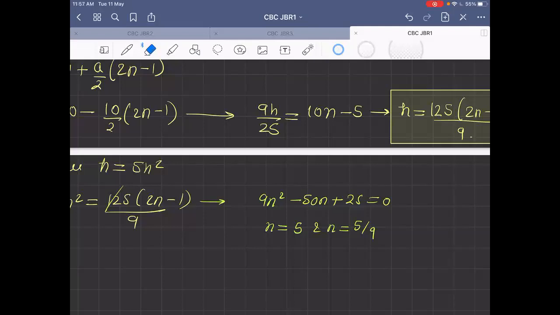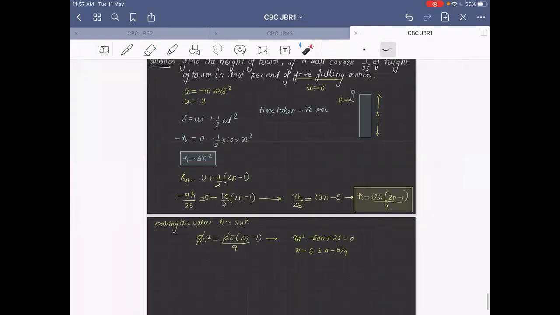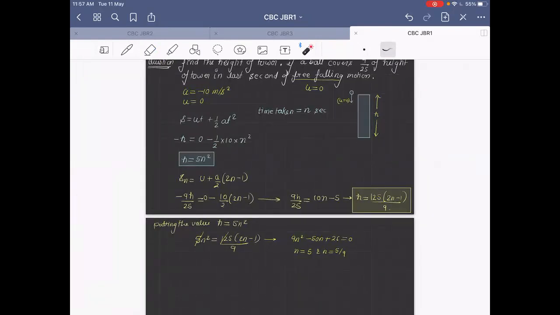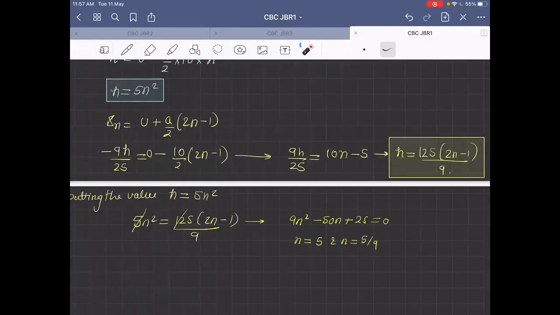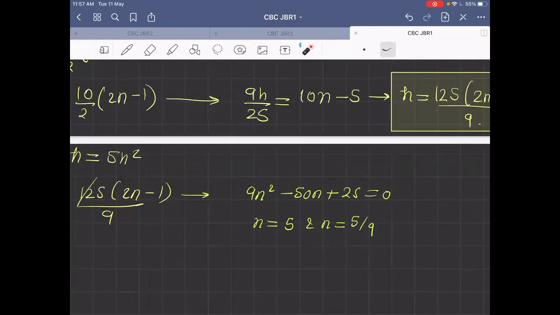Okay, height of the tower is also calculated, Kaushal. That's really good. Okay, by the way, which one should I take? I mean, what is the value of n here? What is the total time taken? Is it 5 seconds or 5 by 9? Very confusing. Which one should I consider as the time taken by the ball to drop? 5 or 5 by 9? You may be thinking, sir, both are the answers of the quadratic equation, so both of them. The answer is 5. You know why?